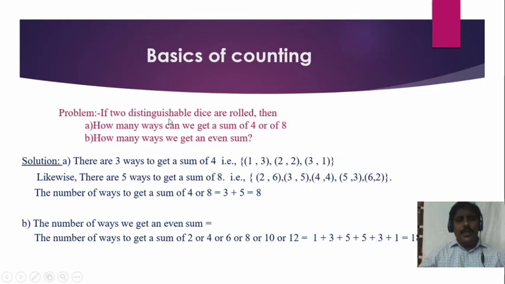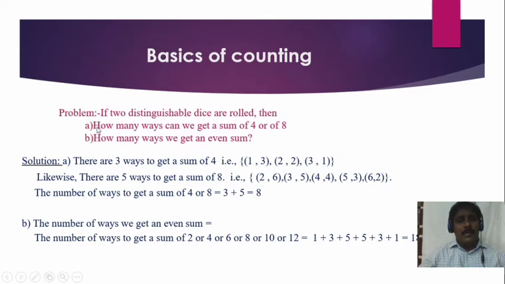If two distinguishable dice are thrown, we already know about the dice. When a die is rolled n times, we have the formula 6 power n. Now, when a die is rolled 2 times, what is the formula? 2 times means the formula is 6 square, that equals 36. So when a die is rolled 2 times, we have 6 square, that equals 36 elements.